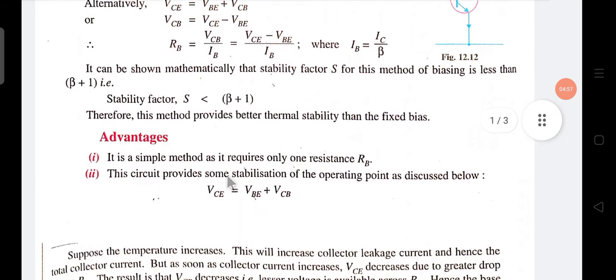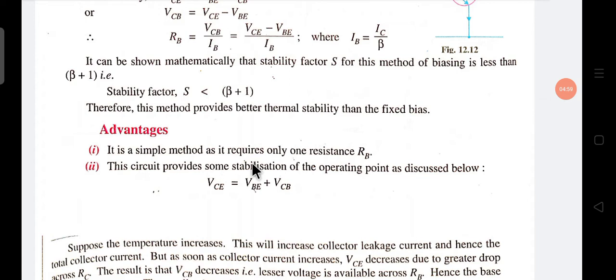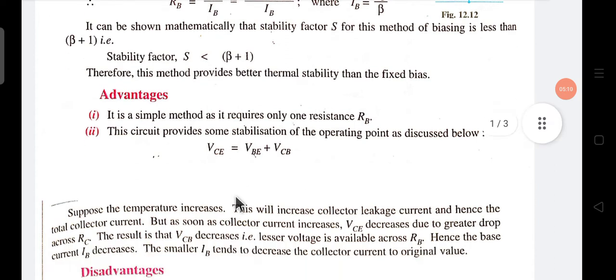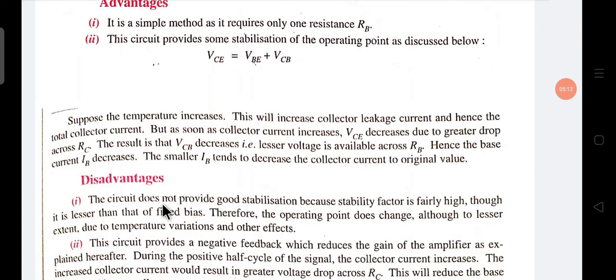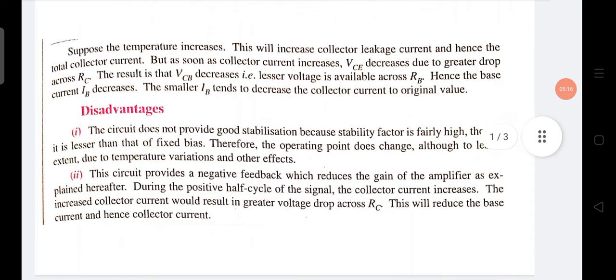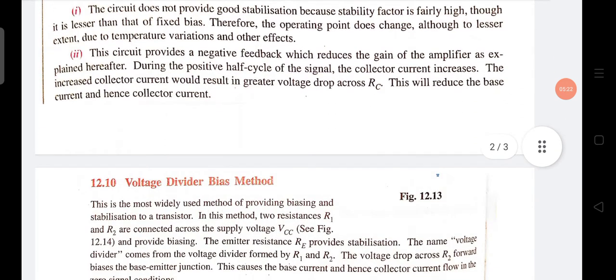So the advantage is that it is a simple method. It requires only one resistor. The circuit provides stability of the operating point as discussed above. The disadvantage is that the circuit does not provide good stabilization, and the circuit provides negative feedback, which reduces the gain of the amplifier. So these are the advantages and disadvantages.